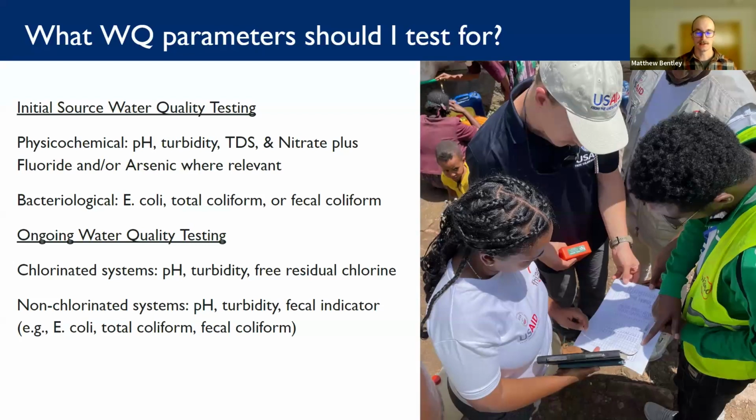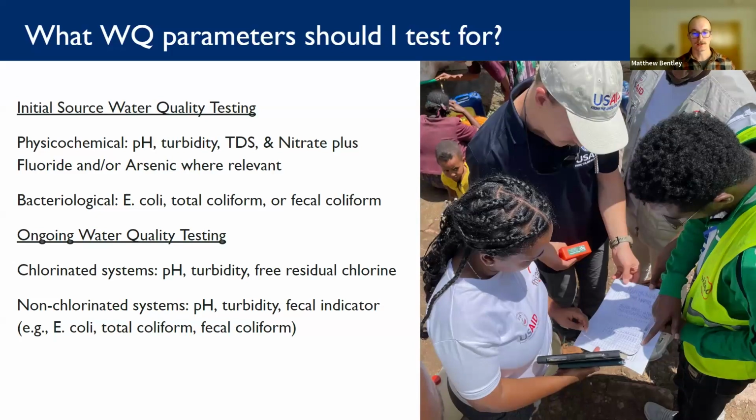And then bacteriologically, typically we're looking for a fecal indicator pathogen. So that would be E. coli, total coliforms, or fecal coliform. And there's various tests for those. And so selecting one that's appropriate for and available in the area where you're working is important.